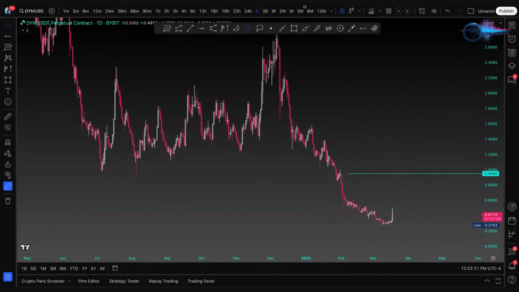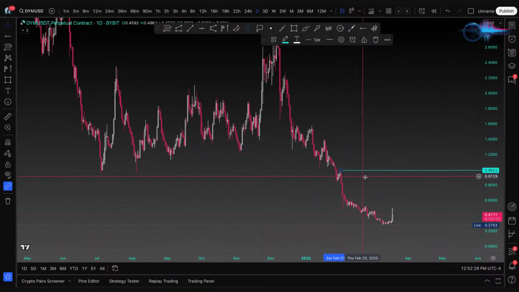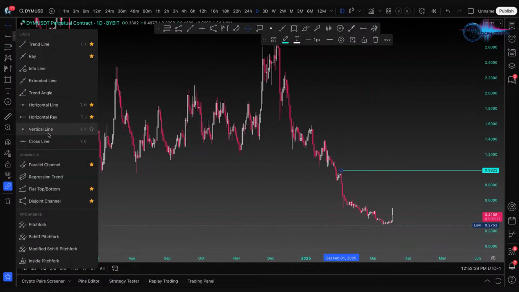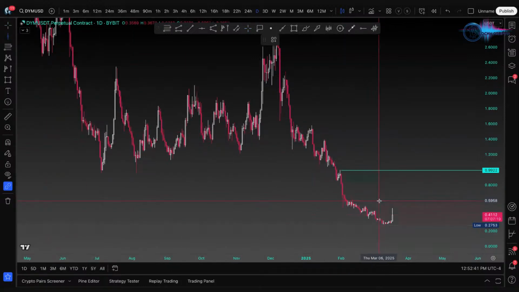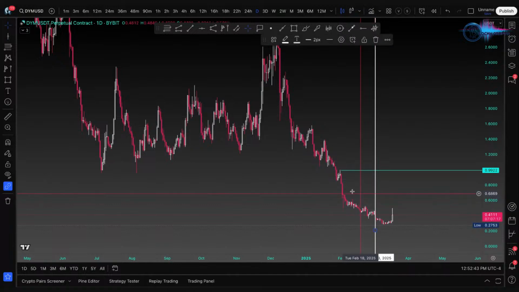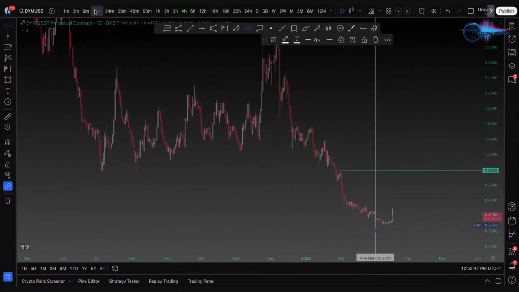So yeah, that's DYM. Just look for some type of shift in structure. Maybe come above this high here. You can even mark these highs out on the lower time frame. So if we were to take a vertical line and put it right here, because we want to see it on a lower time frame, come down to like the 12-minute.